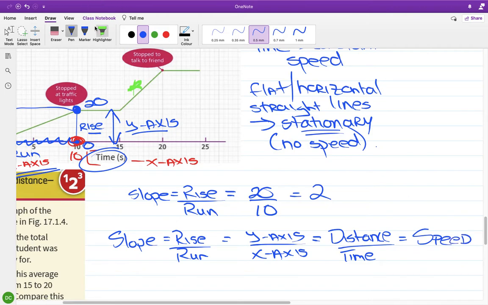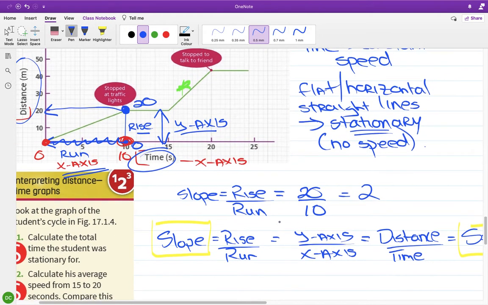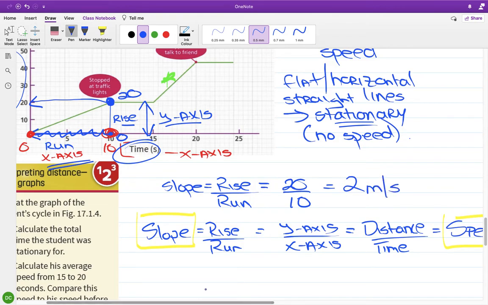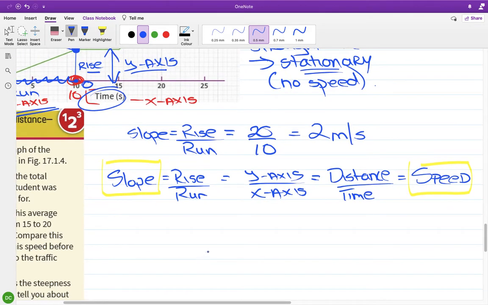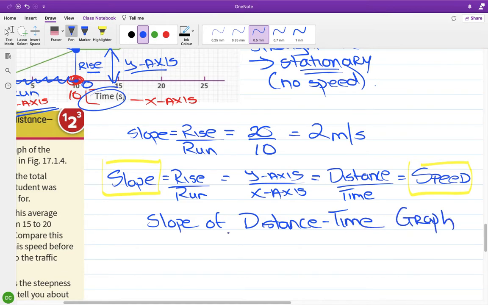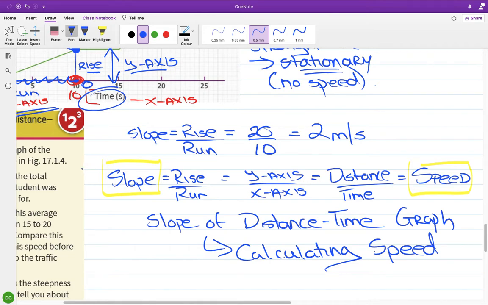Yeah, we just learned it. Speed. So a really, really important idea is that the slope gives us the speed. When we figured out the slope above, what we actually figured out is the speed. That is a really important concept. When you get the slope of a distance-time graph, what you are actually doing is calculating speed.